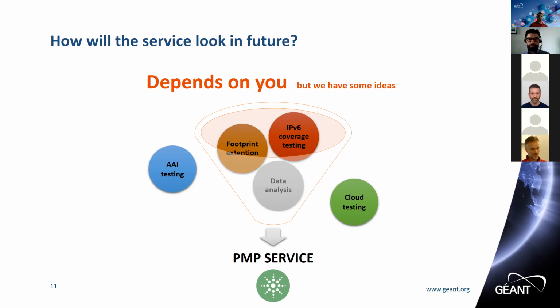Because we are able to run IPv4 and IPv6 testing with perfSONAR, that's a nice thing to probably look into. We could see some IPv6 coverage tests so that users are able to see the differences, for instance, between the performance of IPv4 and IPv6, or maybe look at the reachability of different sites based on IPv6. So this is one of the ideas. We already run, by the way, IPv6 tests within the PMP service.